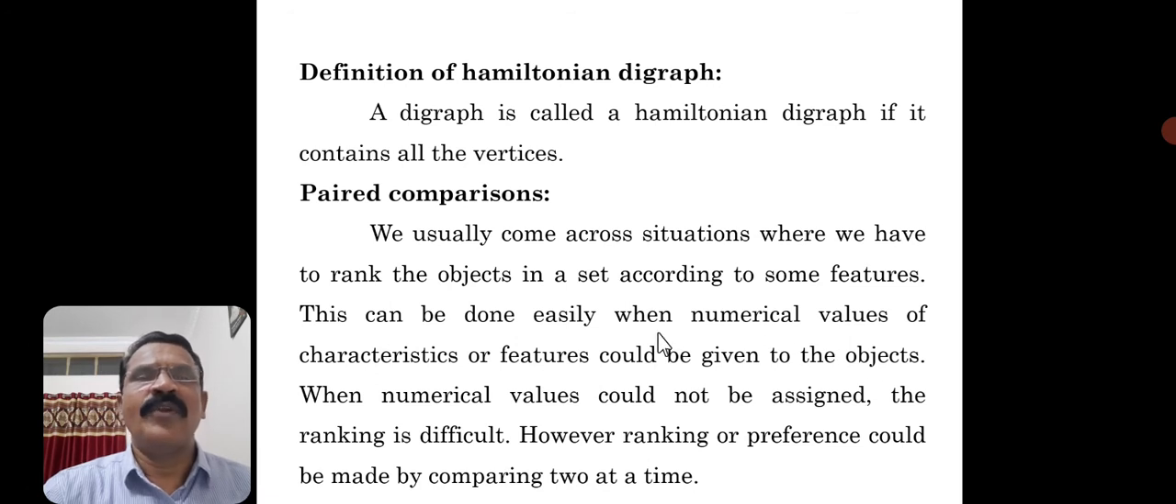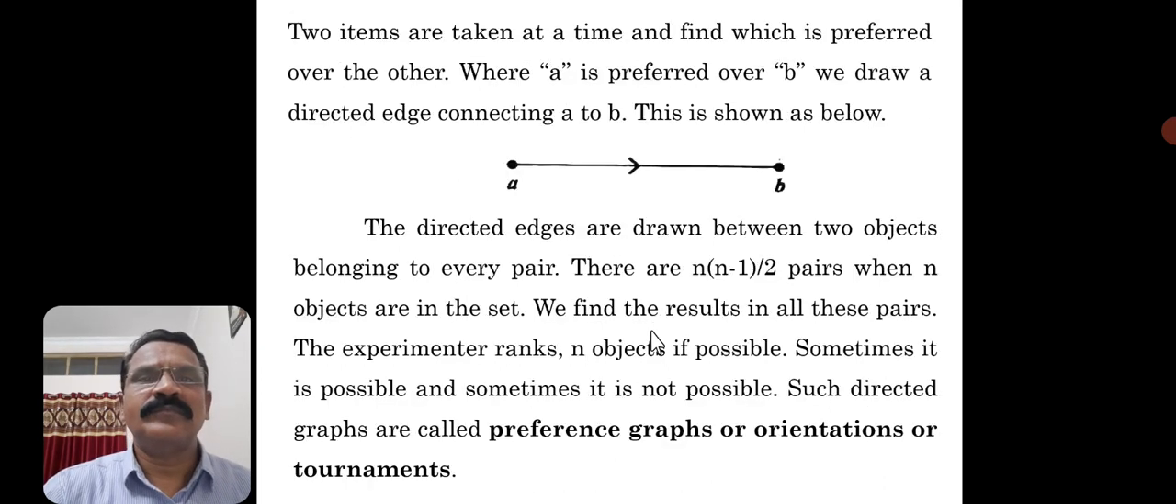So this is how we used to compare, paired comparisons. Okay. Two items are taken at a time and we find which is preferred over the other. Where A is preferred over B, we draw a directed edge connecting A to B. If A is preferred over B, then we draw a directed edge connecting A to B.